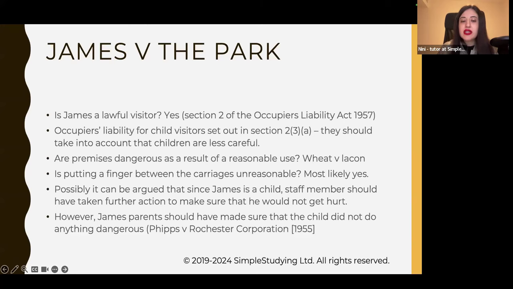However, you should have a look at the case of Phipps versus Rochester Corporation, where it was established that the parents have an obligation to take care of their children. So when they are in the amusement park, they should have a look if their children are engaging in any dangerous activities.